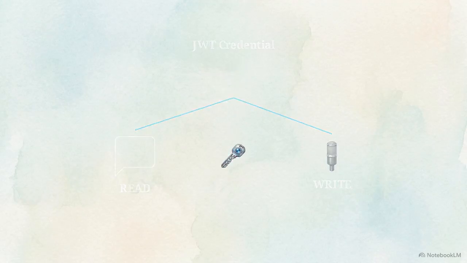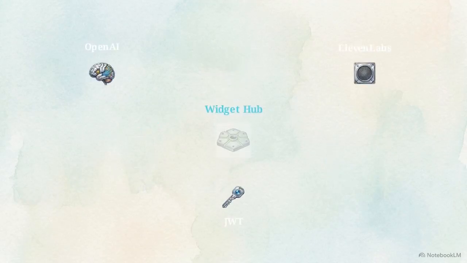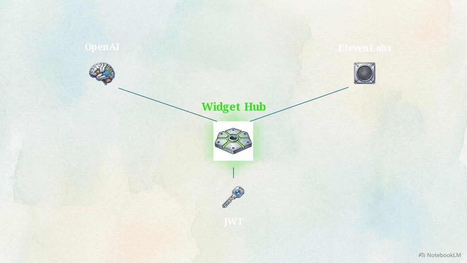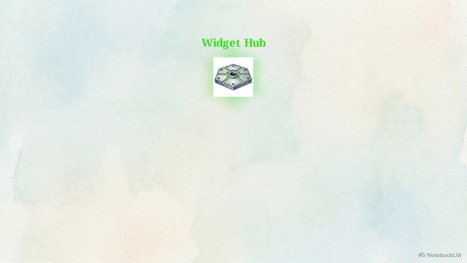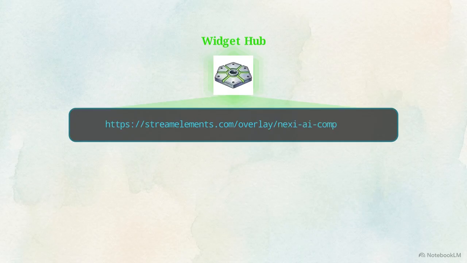When we feed the OpenAI, 11 Labs, and JWT streams into the widget's authentication matrix, they merge to activate the hub. Once authenticated, the system generates a single URL. This link is your fully packaged AI companion.